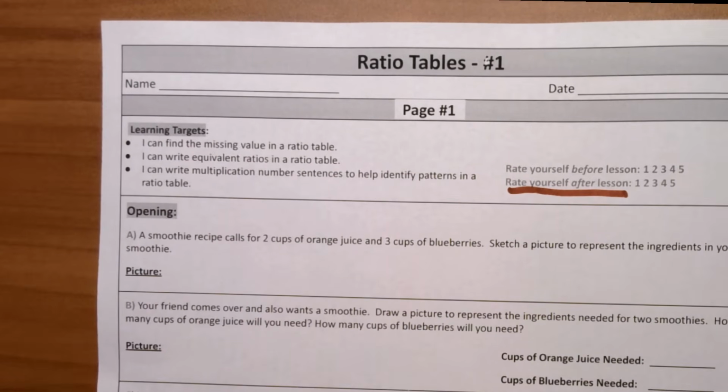If you're interested in more ratio tables practice, this is level 1. We have 5 levels of challenge, with 5 being the highest. Level 2 will incorporate division number sentences. Same thing in level 3. And then in level 4 and 5, we work on ratio tables and graphing.